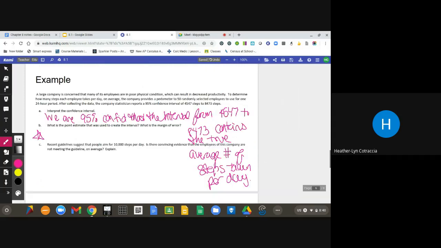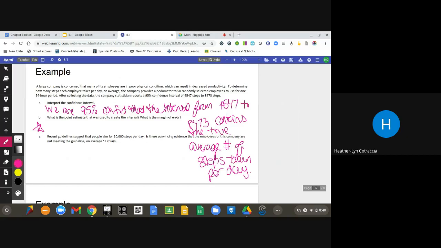Okay, so again, confidence intervals are used to estimate. Yeah, I think that's it. So confidence intervals.